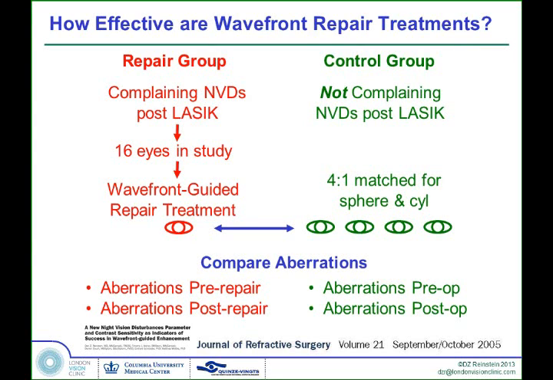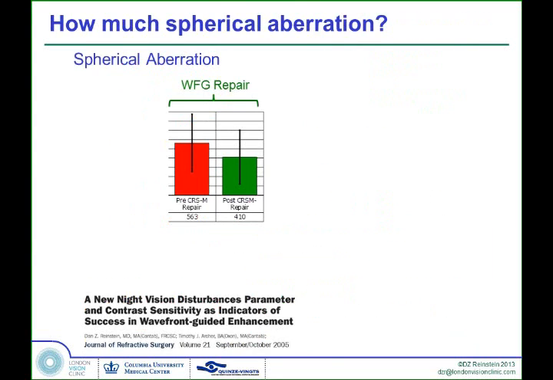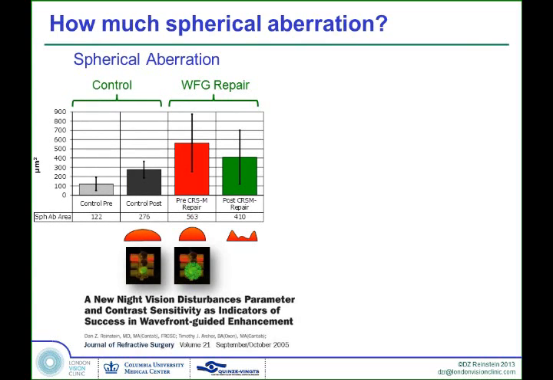And what he found was really interesting. If you look at the wavefront-guided repair group, obviously, before surgery, these patients had significant amounts of spherical aberration, and they were complaining of night vision problems. Post-operatively, through doing a wavefront-guided repair, they were able to reduce the amount of spherical aberration, not completely flatten it, but just reduce it. And when we compare that to the control group, where, of course, we all know when we do surgery, we induce some spherical aberration, we noted that while there was an increase in spherical aberration, those patients were still quite happy.